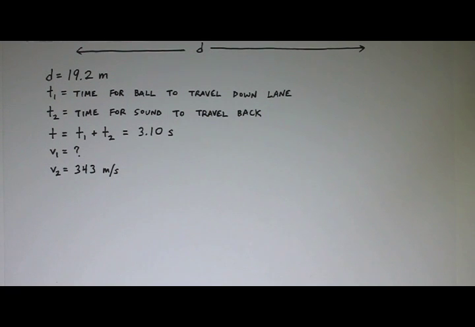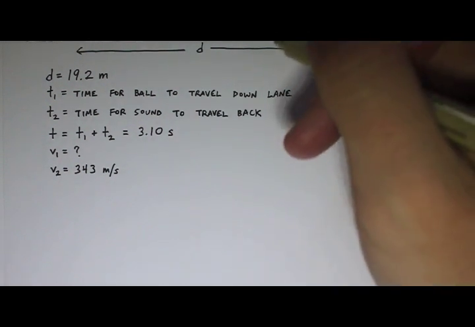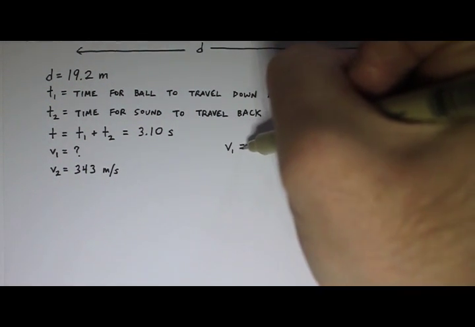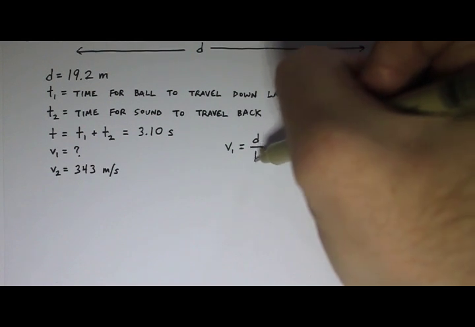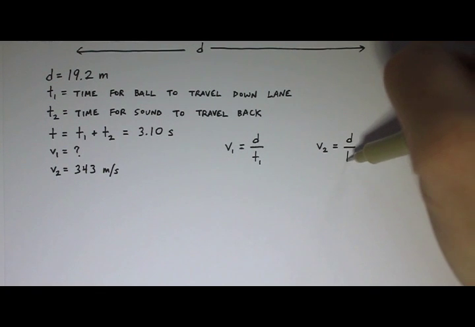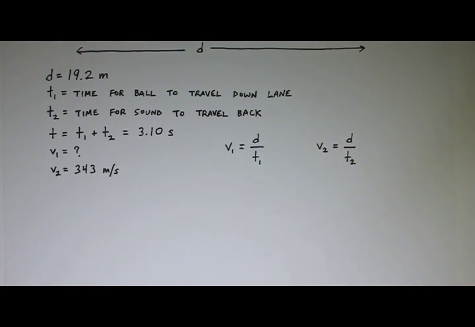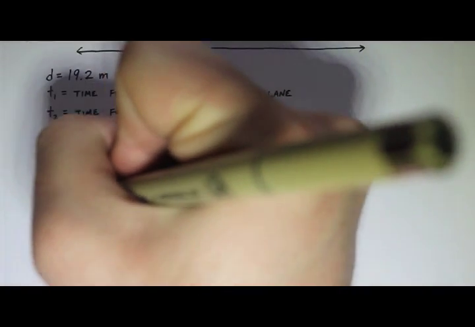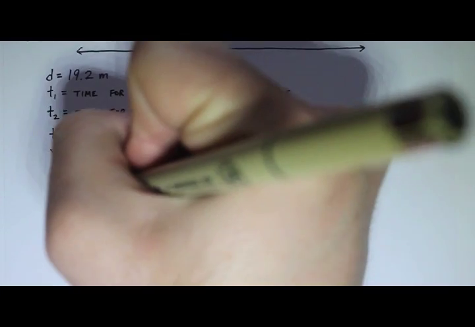So we're looking for how fast the ball was traveling. Okay, so I know that V1 is related to D over T1, and I know that V2 is related to D over T2 because the speeds are constant for both the ball traveling down the lane and for the sound traveling back, so I can just use the simple rate equation. Okay, and I'm looking for V1. So V1 is D over T1.